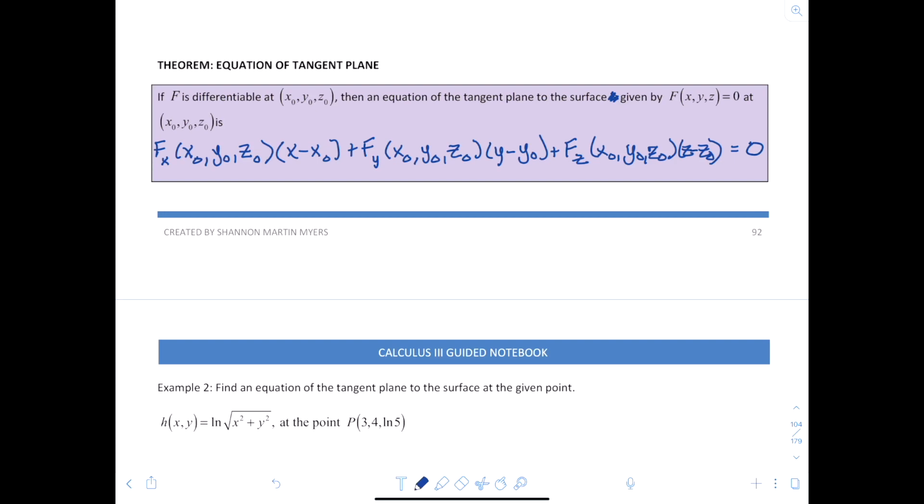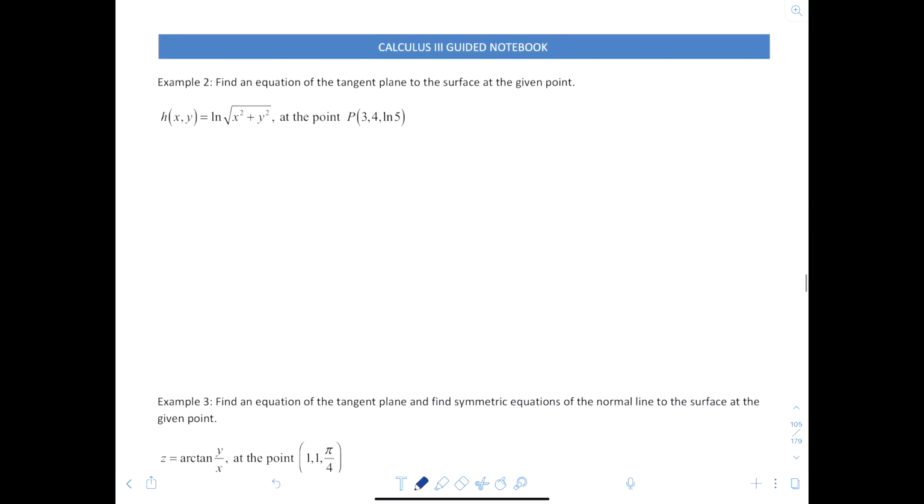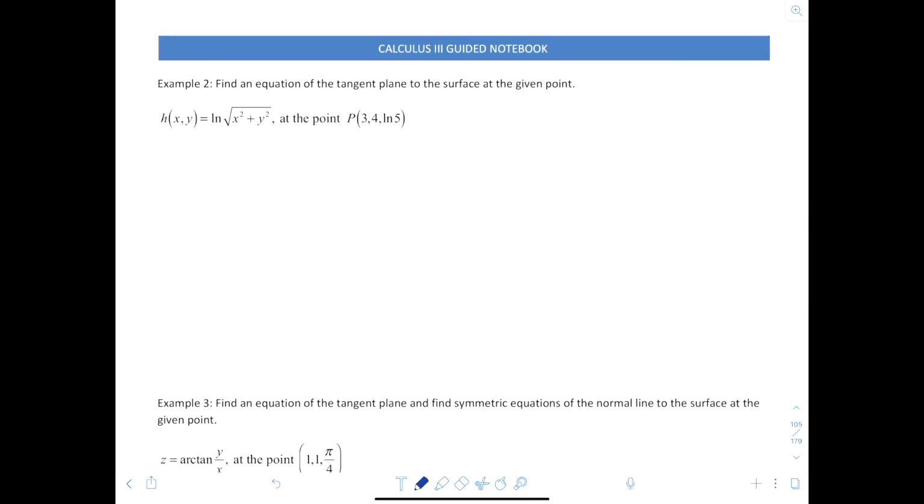Cool? All right, so basically all you're doing is finding the directional derivatives at x0, y0, z0, and then multiplying that value to x minus x0. So here we go. Example 2, find an equation of the tangent plane to the surface at the given point. So h at x and y is equal to natural log of the square root of x squared plus y squared at the point 3, 4, natural log of 5.